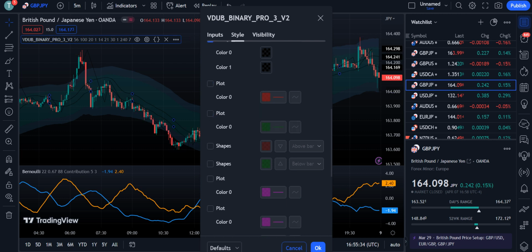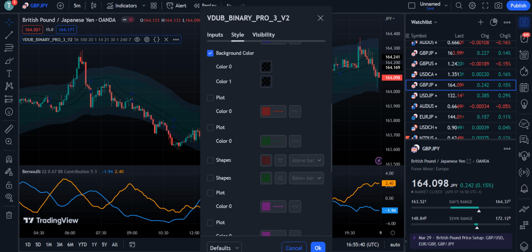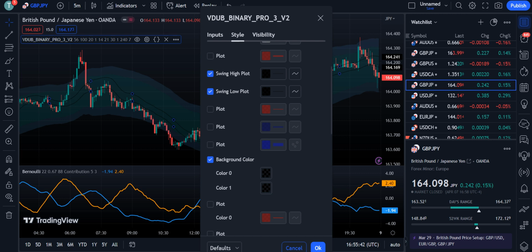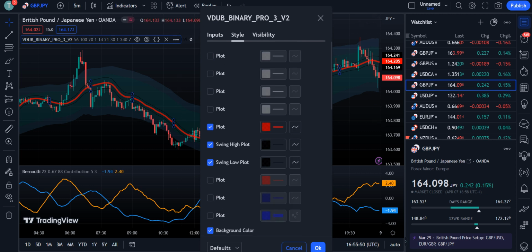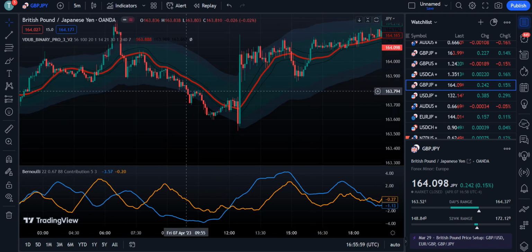One thing that I have to leave here will be the red color bar, and I think I have to check it. This I will leave. Okay, and the rest of the things I have to uncheck, and now that's all. Our indicator is set according to our requirement.